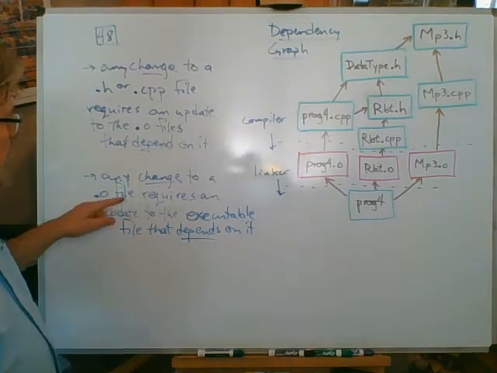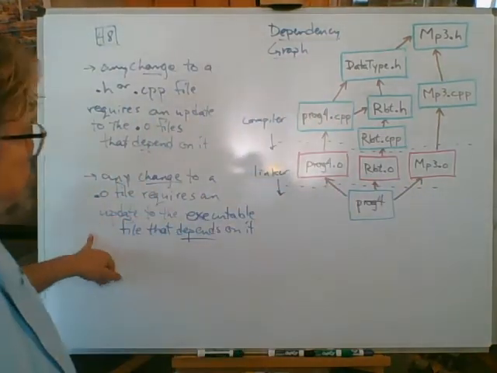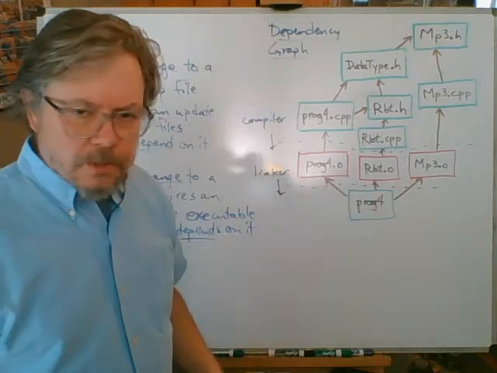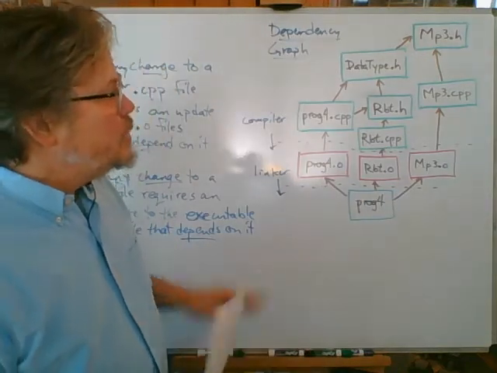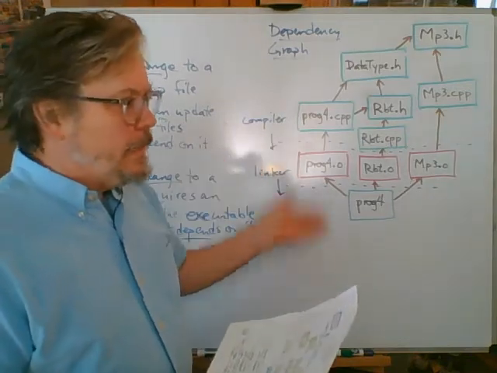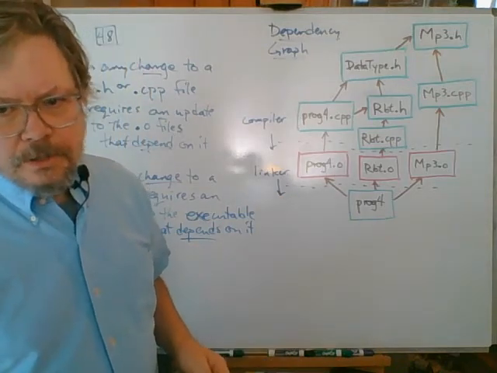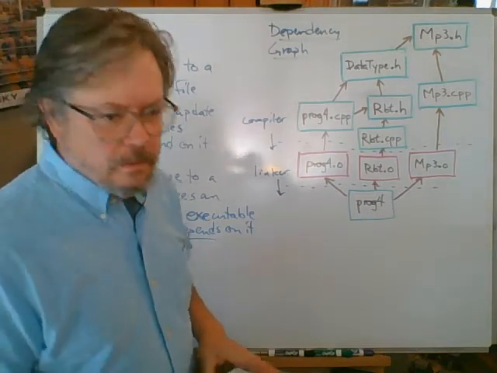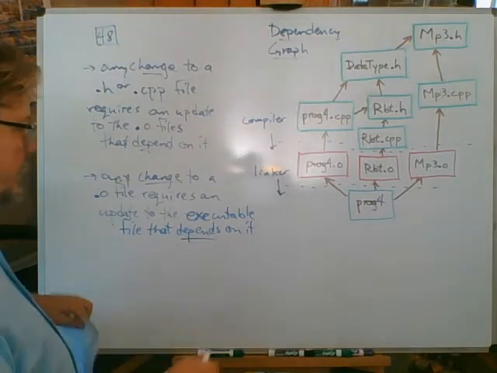Any change to a .o file, any one of these 3 .o files, requires an update to the executable down here that depends on those. So it's a matter of kind of surgically selecting or cherry picking the ones that have to be recompiled and relinked, and leaving the ones alone that did not have any changes, because that would be overkill and waste system resources. Okay?